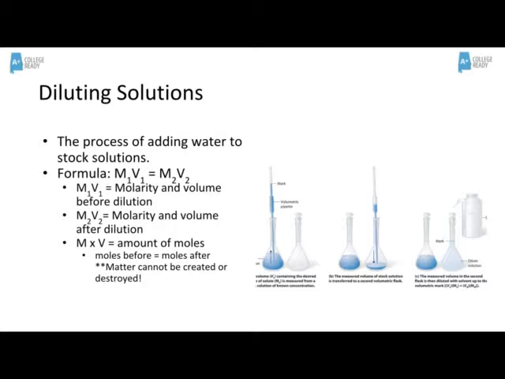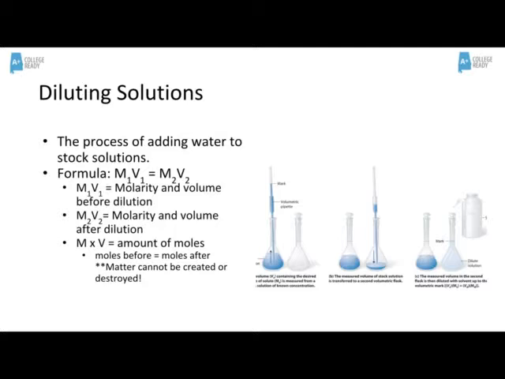So the formula that we use for this is M1V1 equals M2V2, where M1 and V1 is the molarity and the volume before the dilution, so that would be the molarity and the volume of your stock solution, and then M2V2 would be the molarity and the volume after the dilution. So a lot of times when you're trying to make a dilution, you'll pick the molarity that you want it to be and you'll pick the volume that you want.